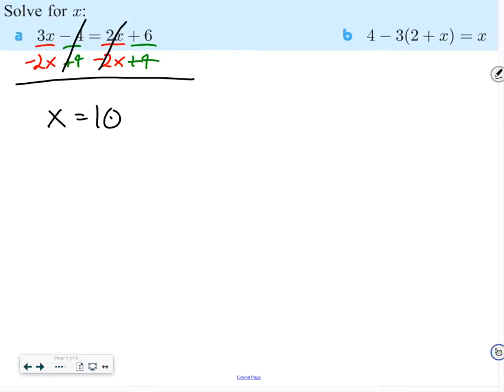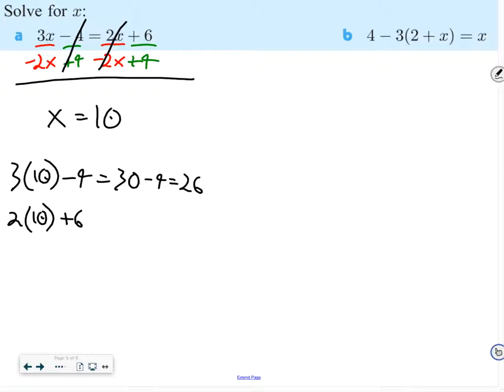To verify it, I'm going to do 3 times 10 minus 4. Well, that's 30 minus 4, which is 26. Now let's do the right side. 2 times 10 plus 6 is 20 plus 6, which is 26. They're equal. Verified our solution.